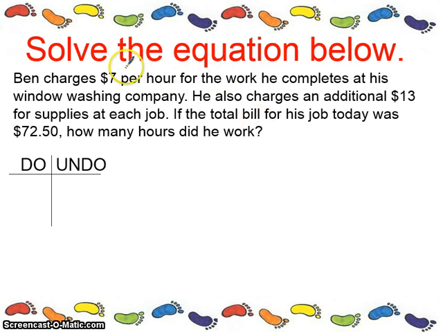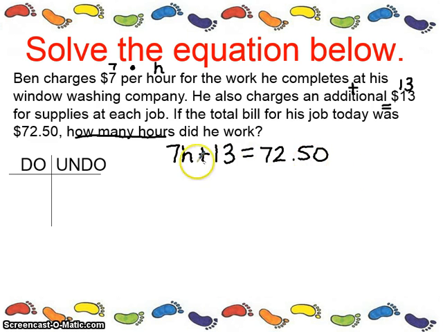So if you pull out our keywords here, we see per, which means multiply. So we have $7 per hour, and we don't know how many hours because that's what the question's asking for. So we'll put a variable there. And it says he also gets an additional, which means to add $13, and that his total bill was, or equaled, $72.50. We put that together into an equation. We have 7 times h plus 13 equals $72.50.